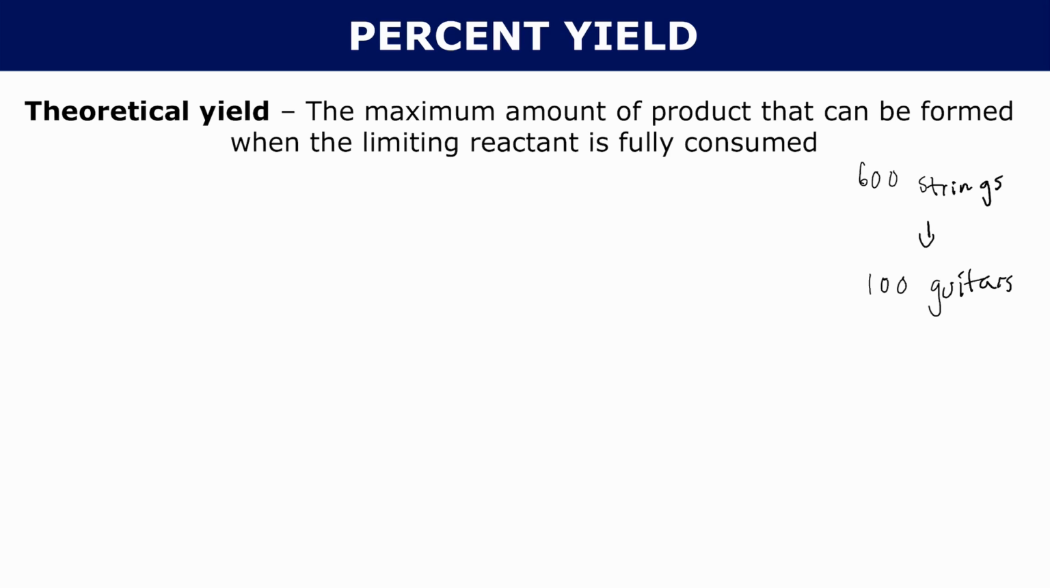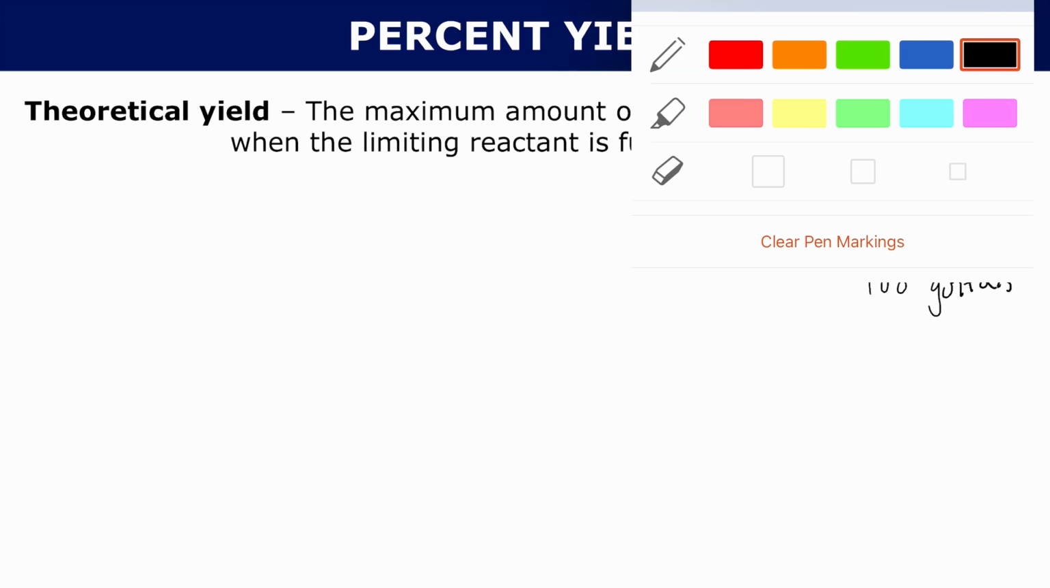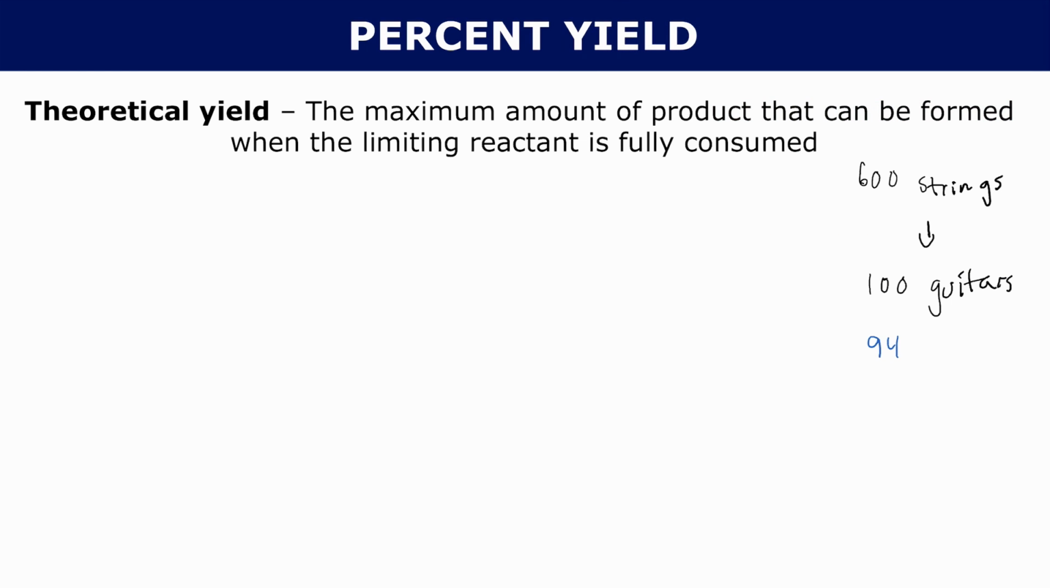But as we know, life isn't perfect and not everything is going to go the way you expect. Let's say in the process of making the guitars, some of the strings snap, and some of them were faulty, some of them were just bad. Who knows what happened? But let's say at the end you only had 94 guitars. So although 100 guitars was your theoretical yield, your actual yield is the 94 guitars.